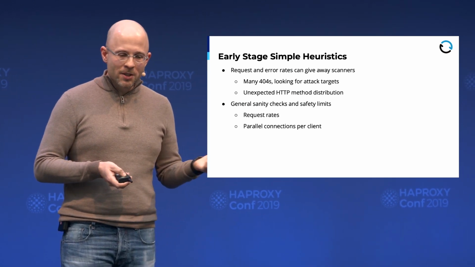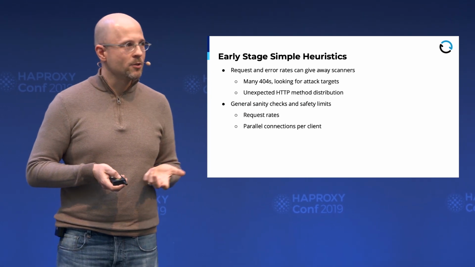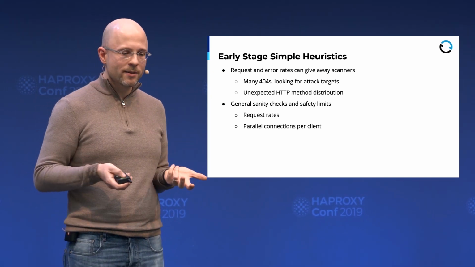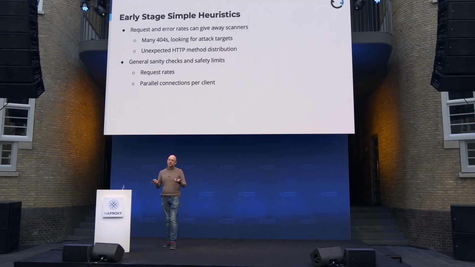On top of that, we have some general sanity checks and safety limits that we employ. That is just looking at the request rates and also how many parallel connections a client opens. Most of these regular API clients open 1 or 2 connections.